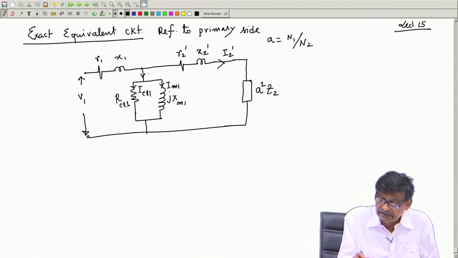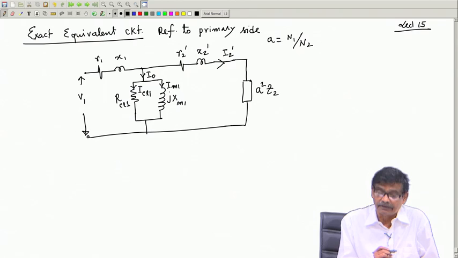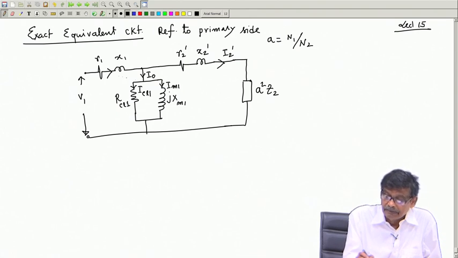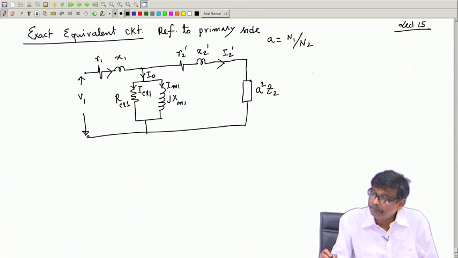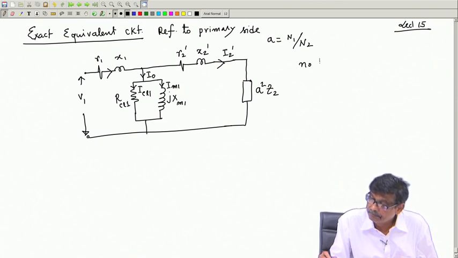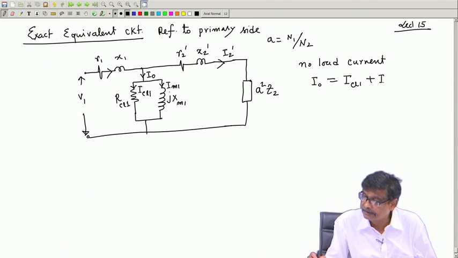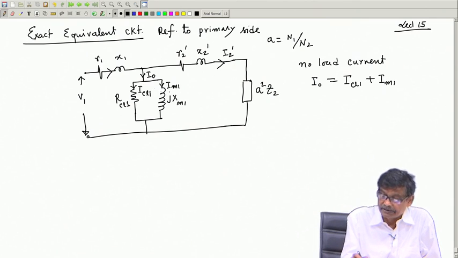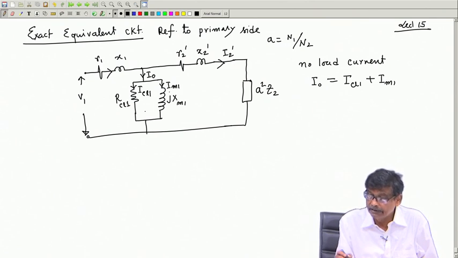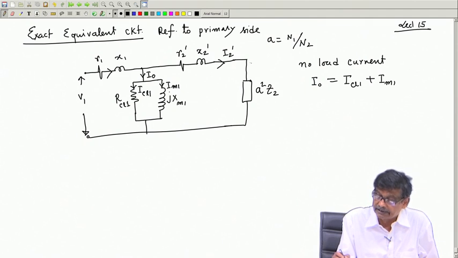and this current we call I naught, the no load current, because I naught has two components. The no load current I naught will be the sum of the core loss component of current plus the magnetizing current; these two currents will make I naught. Why is it called no load current? When the load is not connected on the secondary side, this will be open circuited, Z2 is infinity.